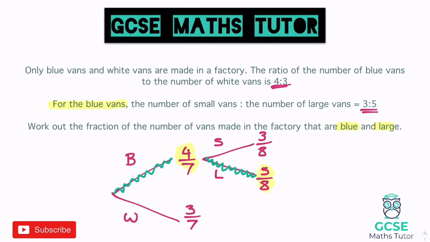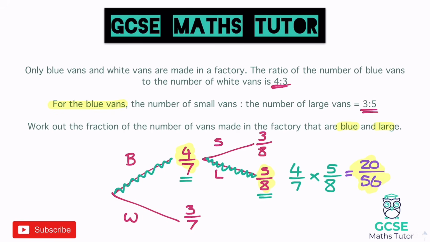So all we do normally when we're going along a tree like this is we just multiply those fractions together, and we're not going to do anything different in this question. So we're going to take that first fraction there for blue, which is 4/7, and multiply it by the large fraction there, which is 5/8. There we go. And multiplying fractions is nice and easy. We just times the top and times the bottom. So 4 times 5 is 20. And 7 times 8 on the bottom is 56. There we go, and that's our final answer. 20 out of 56 is our fraction of the vans in the factory here that are blue and large.